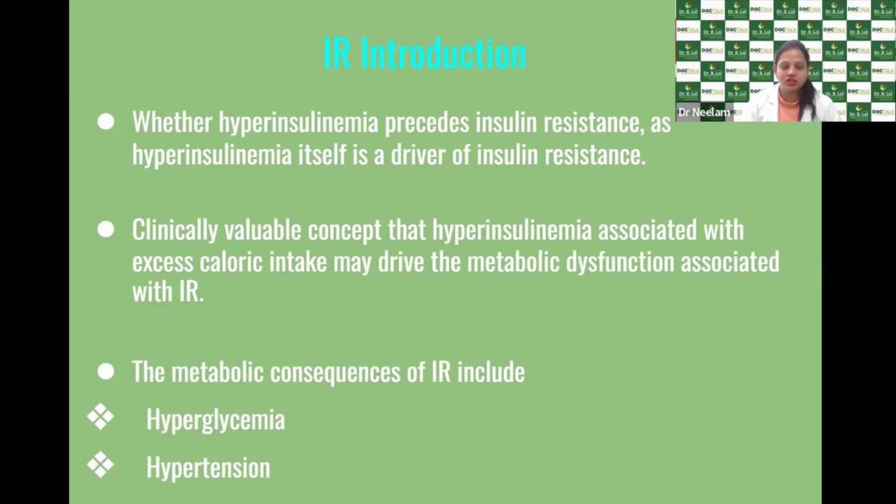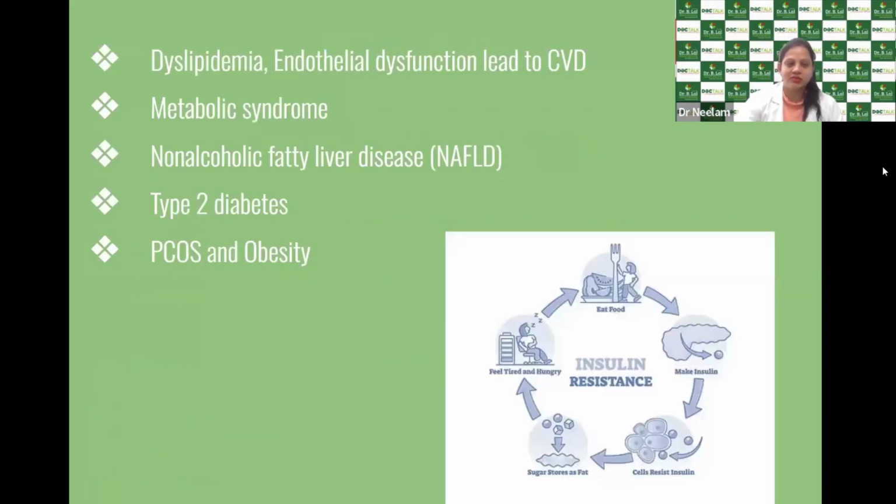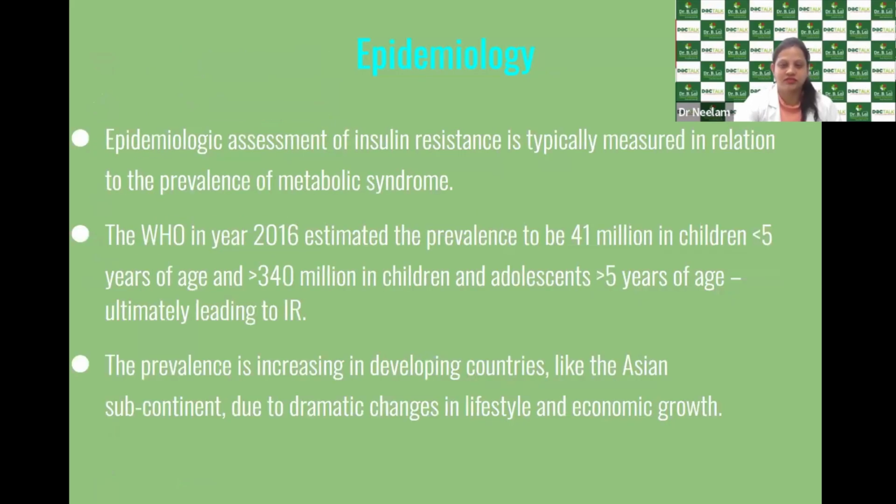So, the metabolic consequences of insulin resistance include hyperglycemia, hypertension, and dyslipidemia, which may lead to endothelial dysfunction that progressively leads to cardiovascular diseases, metabolic syndrome, non-alcoholic fatty liver disease, type 2 diabetes mellitus, PCOS, and obesity.